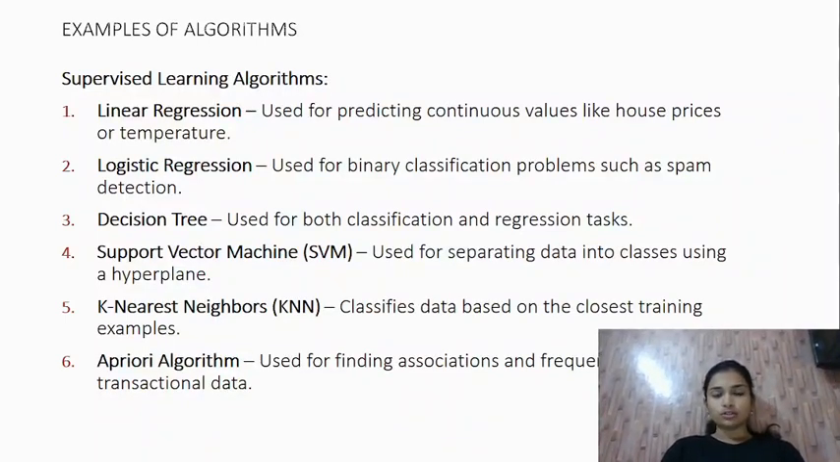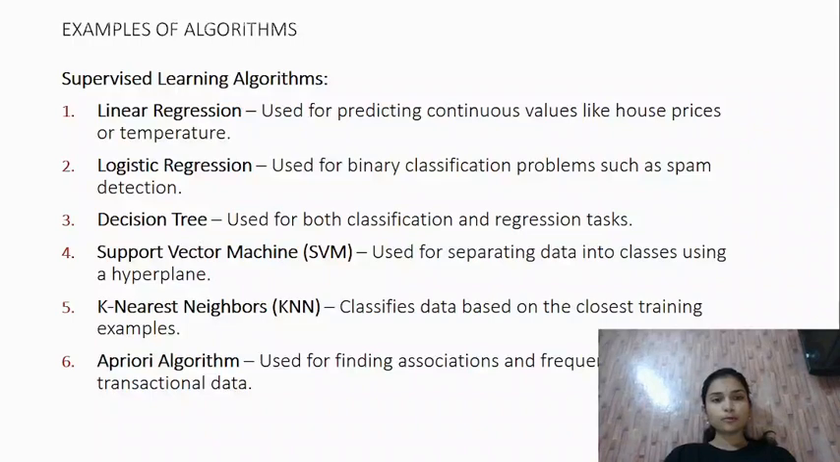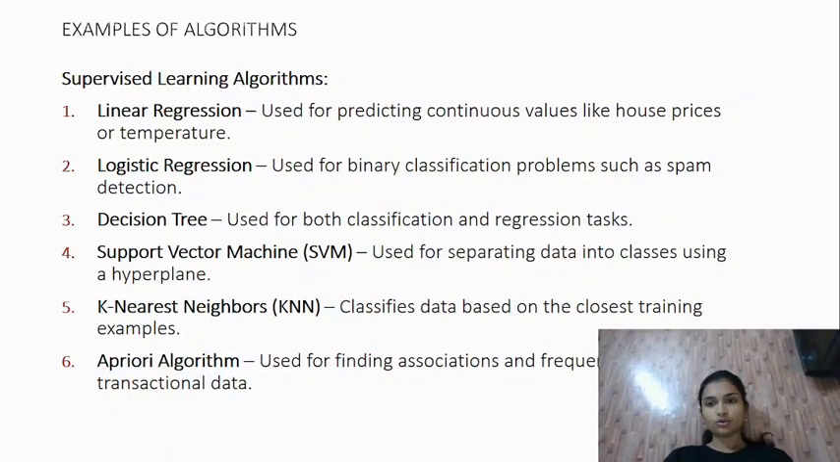Third, decision trees, used for both classification and regression tasks. In a decision tree, generally a tree is made and it asks some questions, like if age is above 18 or below 18, then the tree will expand according to the answers, either to the left or to the right. Now the fourth is support vector machine, used for separating data into classes using a hyperplane. A hyperplane is basically a boundary with which we separate the data into classes.